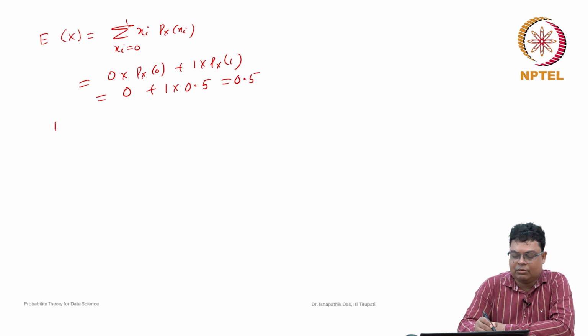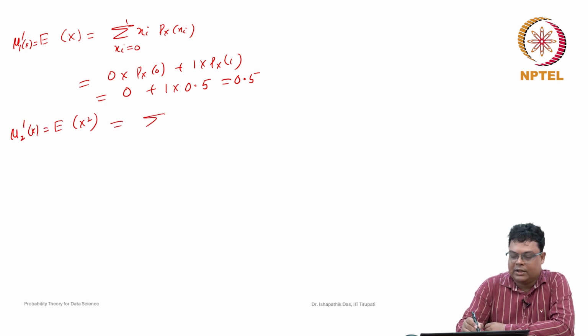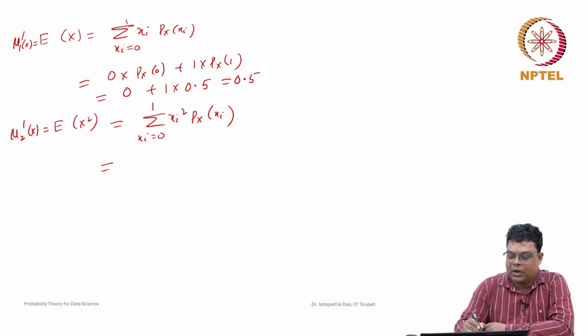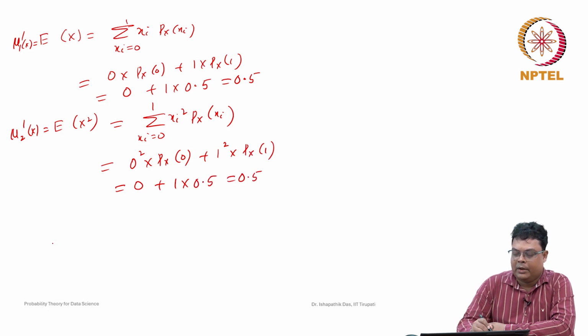Now for finding the variance we have to find the expected value of x square. In our definition this is mu1 dash. We will write the notation mu1 dash x because it is related to the variable x. Mu2 dash x is the expected value of x square. This is the summation over xi taking 0 and 1 of xi square px of xi, which is 0 square into px of 0 plus 1 square into px of 1. So this is 0 plus 1 into 0.5, which is equal to 0.5. This is mu2 dash x.